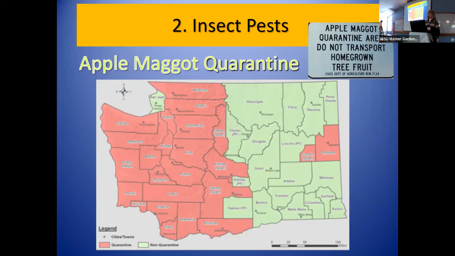So there's a quarantine area, and just so you're aware, this is really amazing. 80% of the apples in western Washington are infected with apple maggot. Wow. So this is a really important thing that we don't transport apples into these apple-free areas and mess things up.